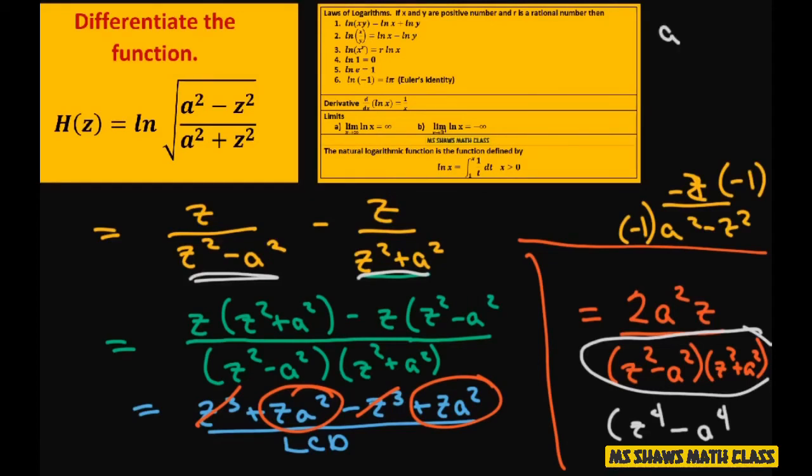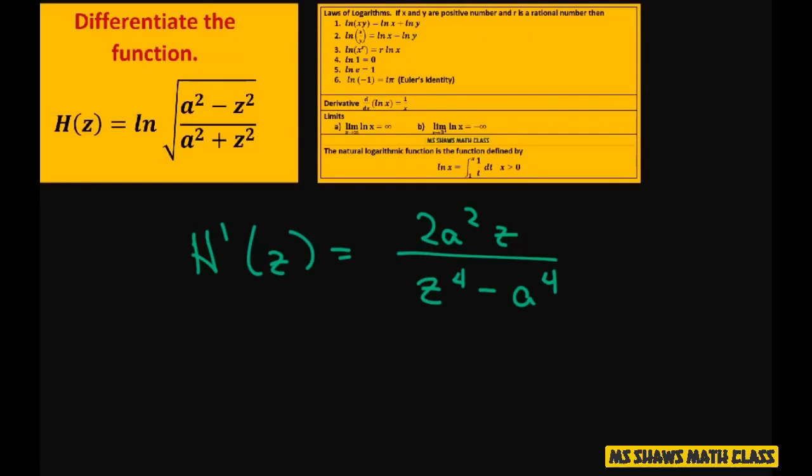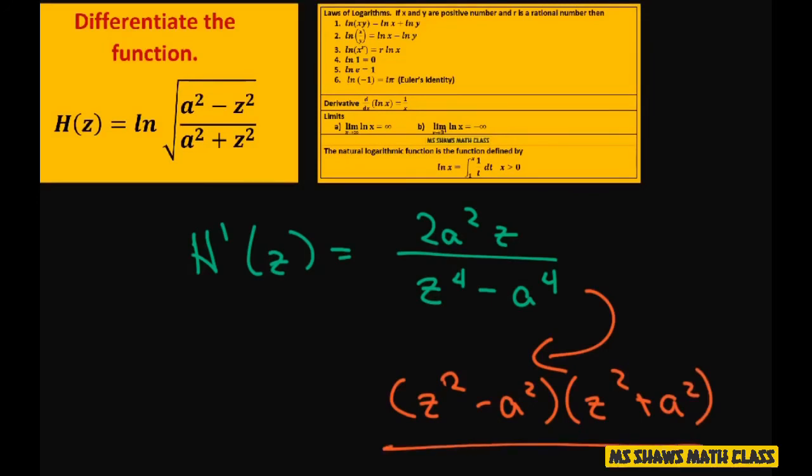It has this form of a squared minus b squared equals a minus b times a plus b. But in our case, we had squares here, so now you're just going to use the fourth. So I'll write that answer again so you can see it. So the final answer is going to be h prime of z equals 2az squared over z to the fourth minus a to the fourth. And again, this is just because this can be expanded to z squared minus a squared times z squared plus a squared, just with your factoring facts. And that's it.